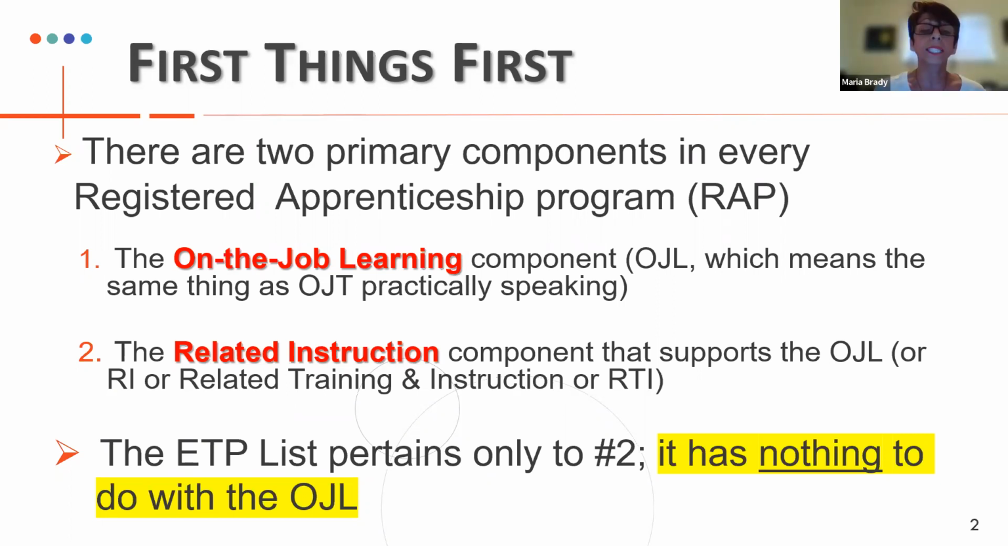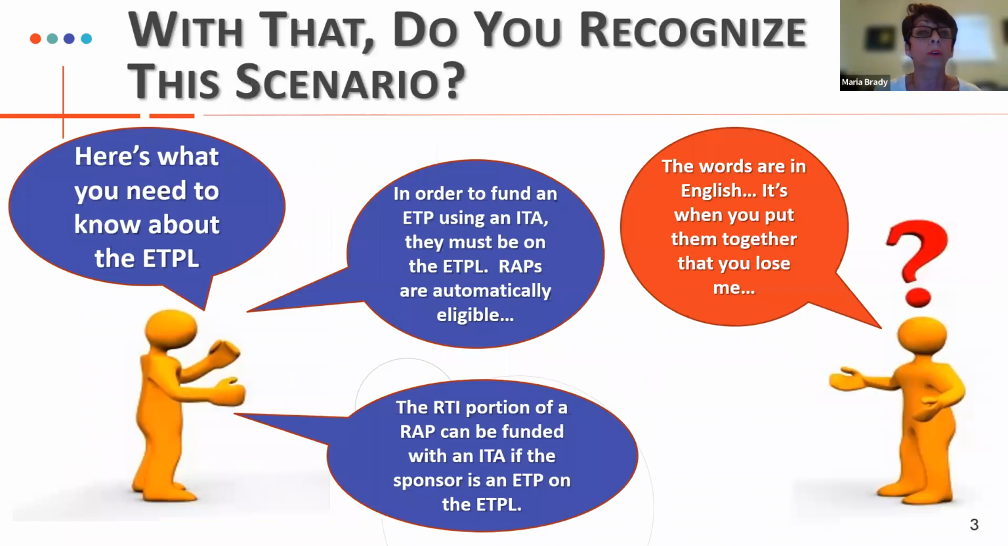Why we're here today, the eligible training provider list, or the ETP list, pertains only to the related instruction component of a registered apprenticeship program. It has absolutely nothing to do with the on-the-job learning component.